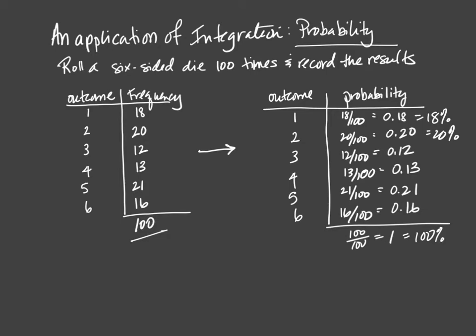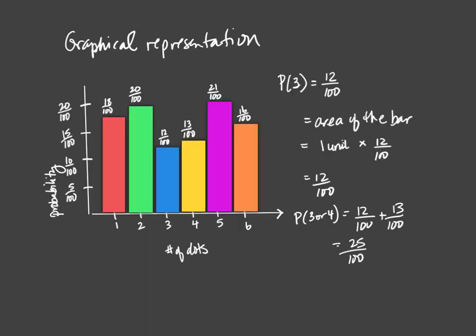So let's take a look at this from a graphical perspective. I've made this bar graph that shows us the different heights of the bars. Along the horizontal axis, I've plotted the number of dots, and along the vertical axis, I've plotted their different possible probabilities. And then I've made a rectangle, a bar, for each of the different number of dots. So if I asked you what is the probability of rolling a 3, I can come over here to the 3 and look at its rectangle, and it has a height of 12 out of 100.